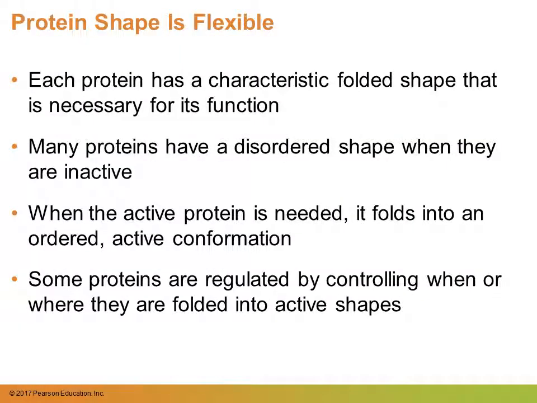Protein shape is flexible. Each protein has a characteristic folded shape that is necessary for its function. So in some cases, if the shape is disordered, then it's inactive. For a protein to become active, it folds into its active conformation and then begins to work. So we can say that some proteins are regulated by controlling when or where they are folded into active shapes.